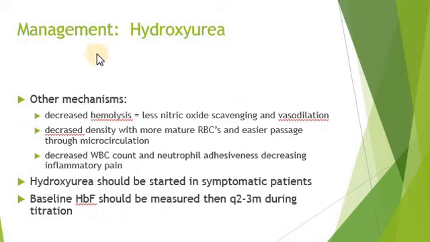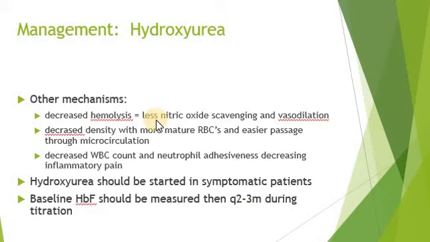So the therapy starts with hydroxyurea, which is an immunosuppressive agent having a tendency to produce hemoglobin F instead of hemoglobin S. Baseline hemoglobin F should be measured, and then after 2 to 3 months, the dose should be titrated depending upon the needs.